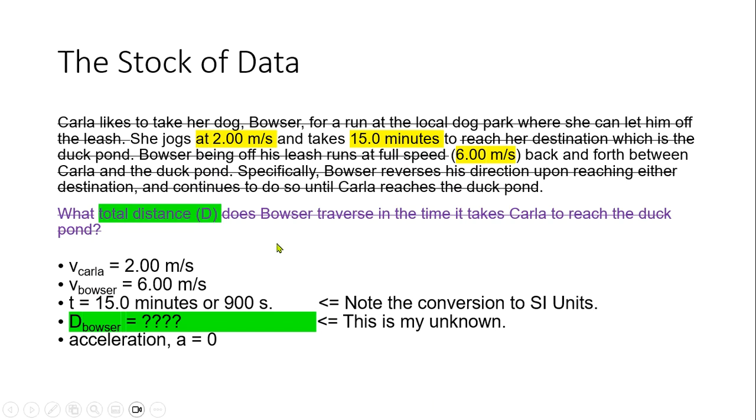And we identify in green what our unknown is. Okay, this is the total distance d. And I went ahead and threw in the acceleration equals 0, because I think that might be useful.